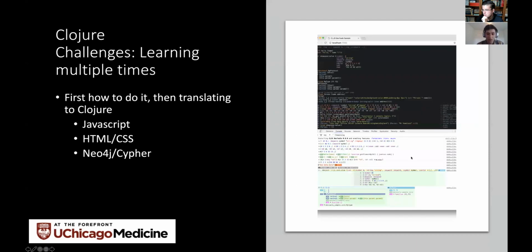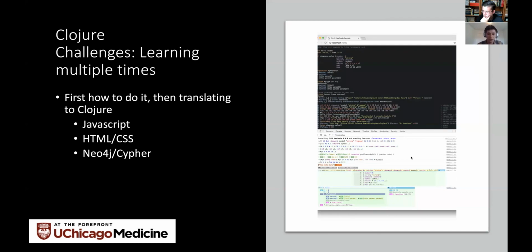So one challenge I did face in Clojure was that I found myself learning different parts of the project multiple times. Since Clojure is so good at communicating with other languages and interop, I often found myself learning the syntax multiple times. For example, Cypher is the querying language for the Neo4j database. So to integrate it with the project, I had to learn how to use the Cypher language and then how to use Cypher CLJ, which is a library to integrate it into Clojure.